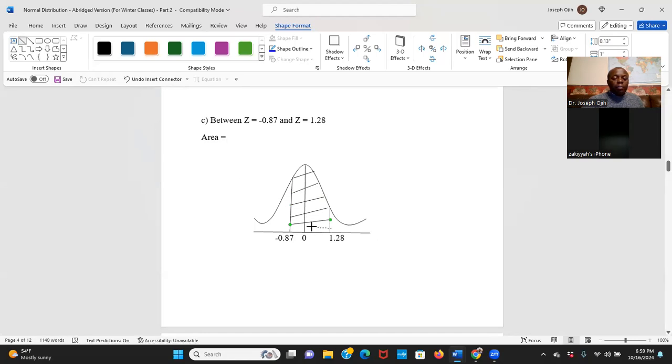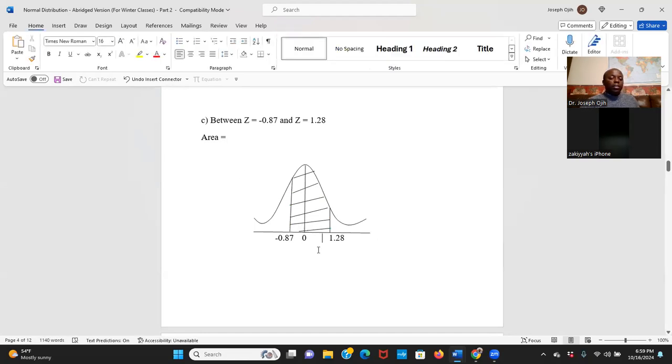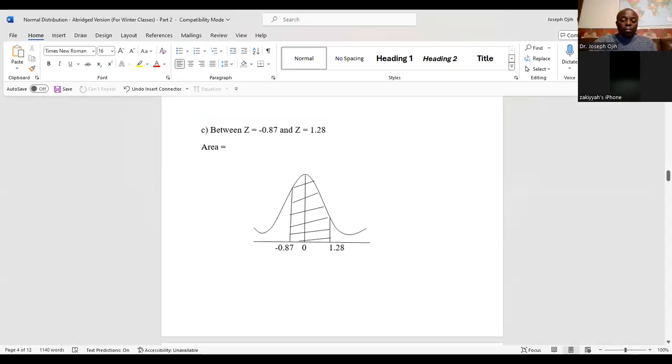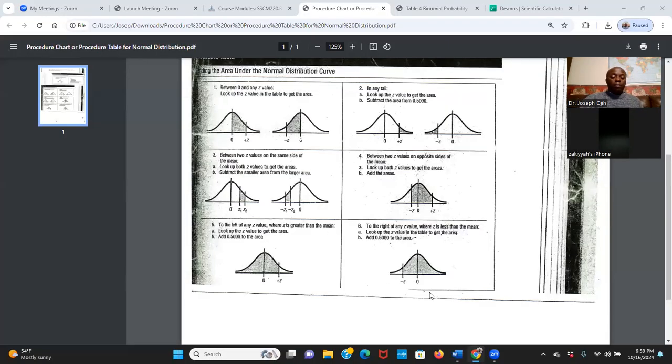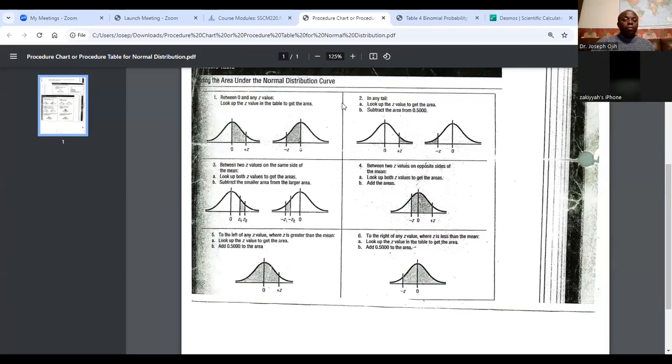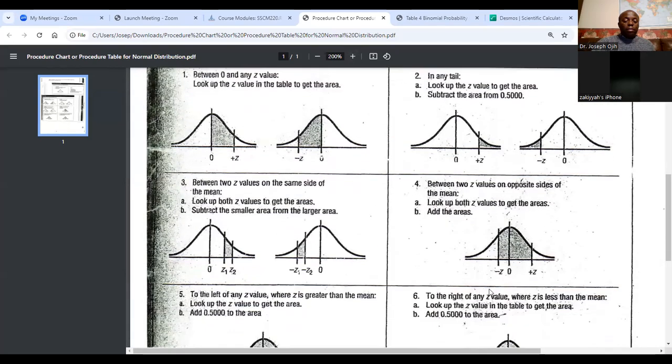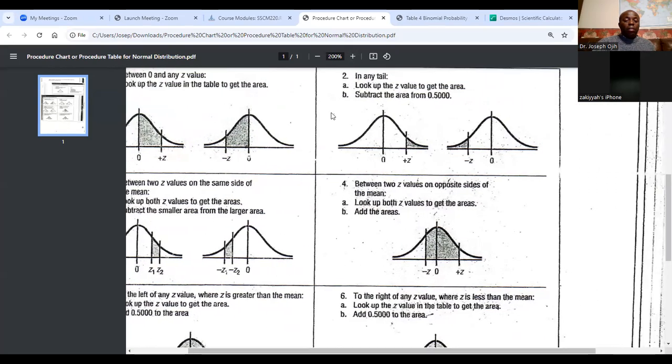Okay. Last but not least. Now you have done that. Now you go to the procedure chart to see the chart that looks exactly like this one. The chart is right here. I'll post your chart right there. So I'm gonna share it. Now, with this, you can discover that it is this one here, number four, that looks exactly like what I have. And what did number four say?